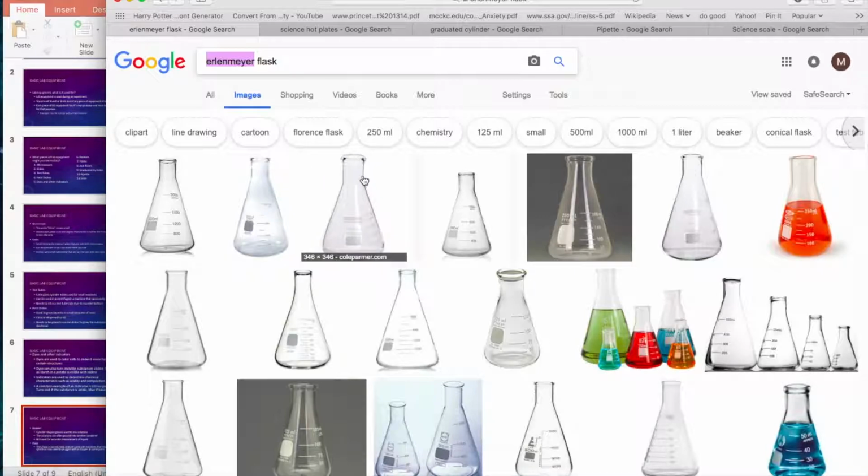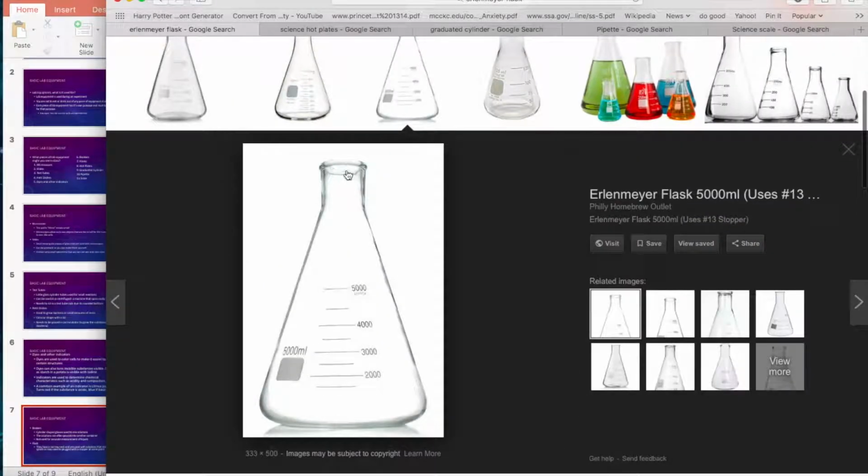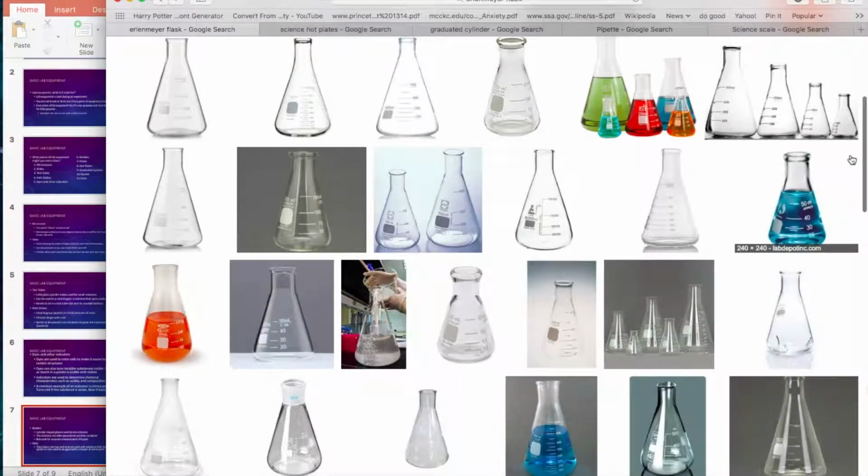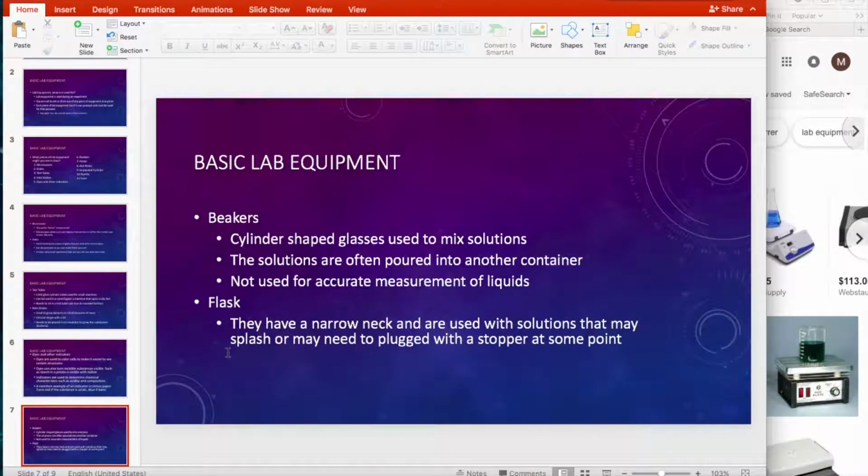And notice here that the neck is tapered, so it prevents that splashing if you were to boil something. And notice that if we enlarge this, it does have an opening that we could put something in, a stopper, to basically plug it up and keep it safe and stored if we need to. Alright, go ahead and take a moment and pause if you need to before moving on to the next slide.